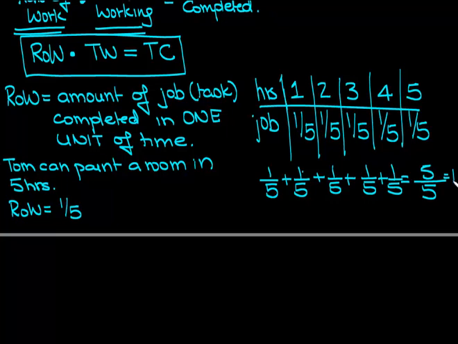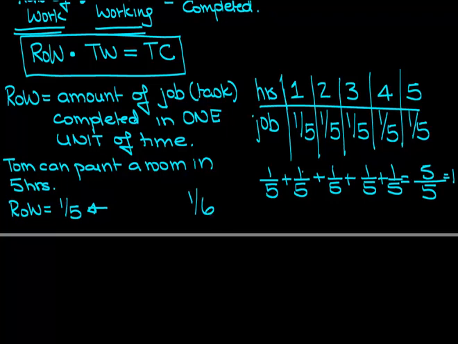So his rate of work reflects how much of the room he can paint in 1 hour. It's always 1 over however long it takes him to paint the room. So please remember that. That's what rate of work is. Another example: if it takes John 6 hours to mow the lawn of his house, what is his rate of work? It'll be 1/6, because each hour he would do 1/6 of the lawn. So in each unit of time he would do 1/6 of that lawn.